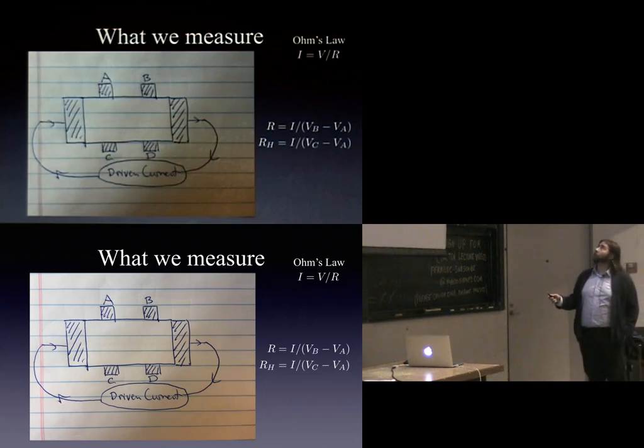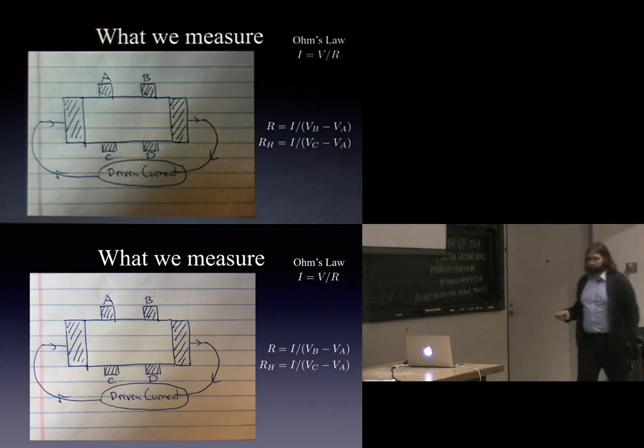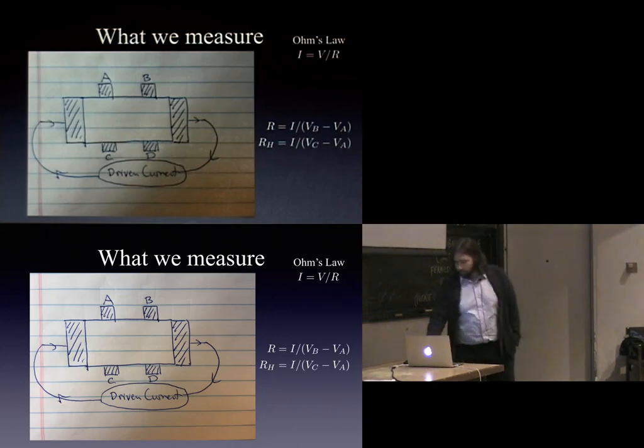And then I can measure voltage differentials, say between A and B or A and C, and the normal resistivity would be the applied current divided by the voltage difference between these two sites, and this odd or Hall resistivity would just be the applied current divided by the voltage difference across the material, right? And so people set out and measure it, and this is literally what you do in a lab.